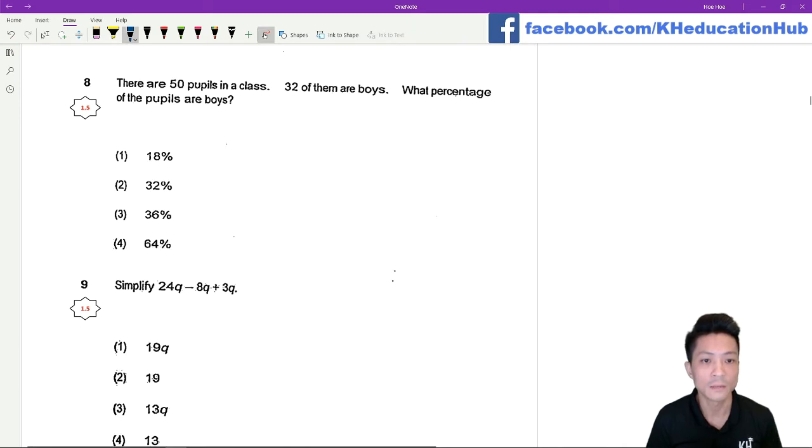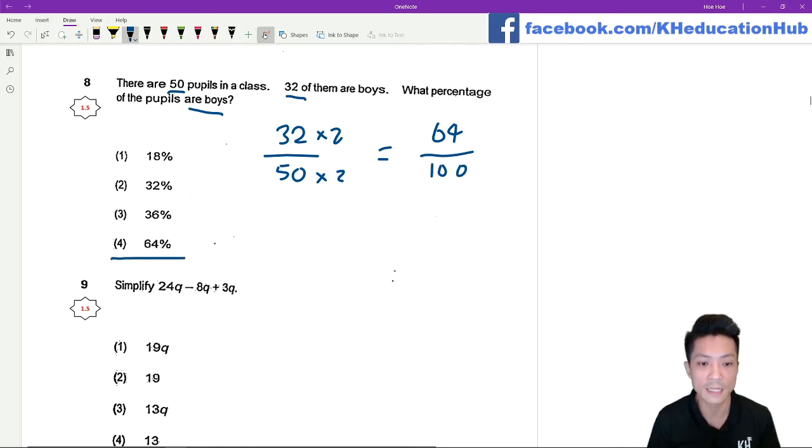Question 8. There are 50 pupils in a class. 32 of them are boys. So what percentage of the pupils are boys? So 32 out of 50 pupils. Right, you want to change it to a percentage. You can change the denominator to 100, which will give you 64 over 100. So this is 64%.